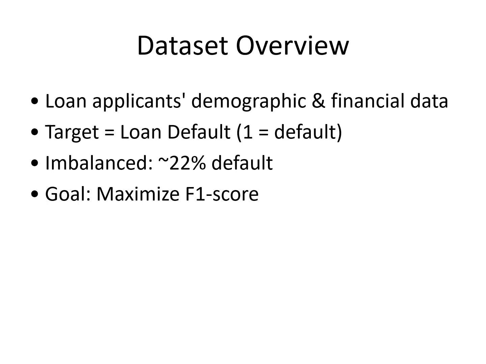The dataset includes demographic and financial information about loan applicants. Our target variable is loan default, where 1 means the applicant defaulted. One challenge is that the classes are imbalanced. Only about 22% of applicants default, which can cause models to predict the majority class too often. And our overall goal is to maximize the F1 score because lenders care about both precision and recall.